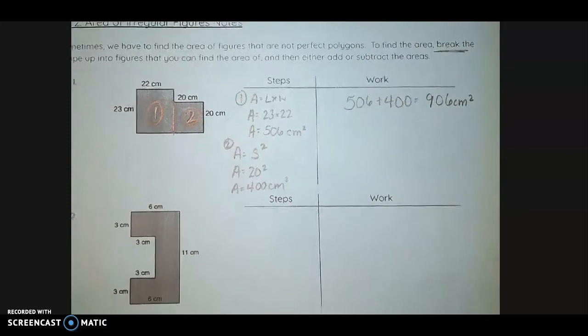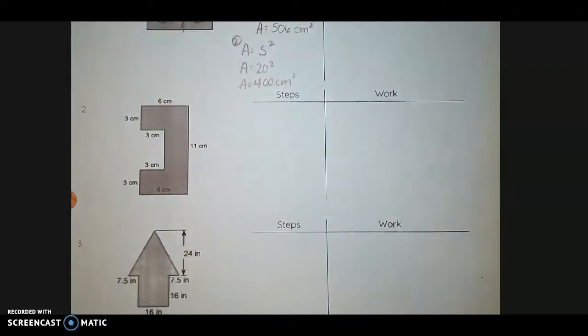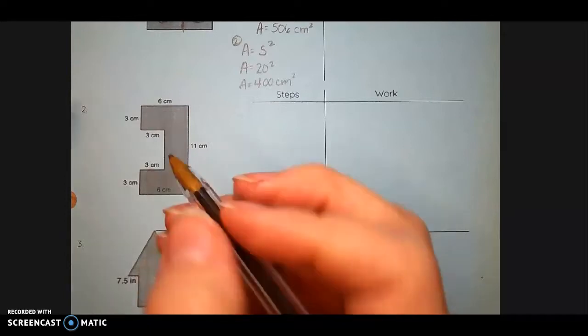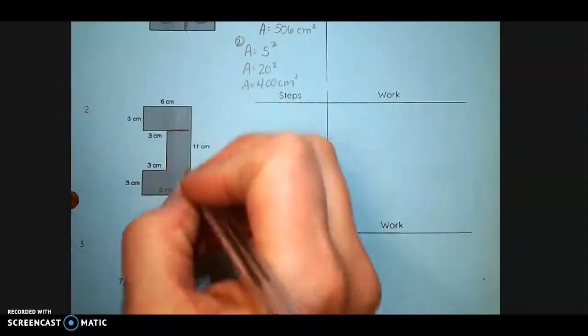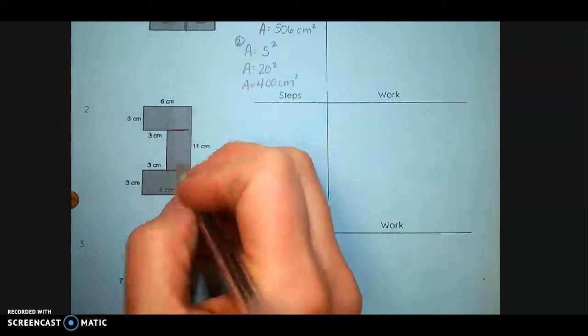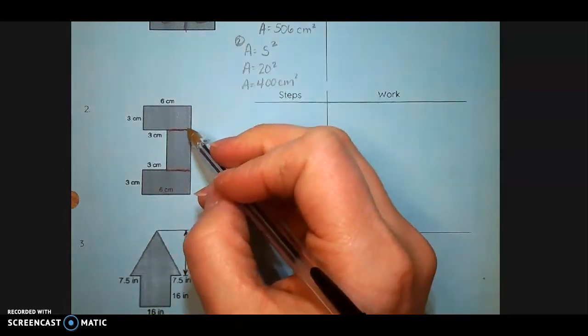My next figure, I can once again, there's no curved parts to these, and I don't see any triangles that would be helpful, so I see rectangles there again. And you might see two different ways of thinking of it again. You might think of it as a rectangle up here and a rectangle down here, and you might notice that there are two of those, so you could find one and multiply it times 2. And then a rectangle here.